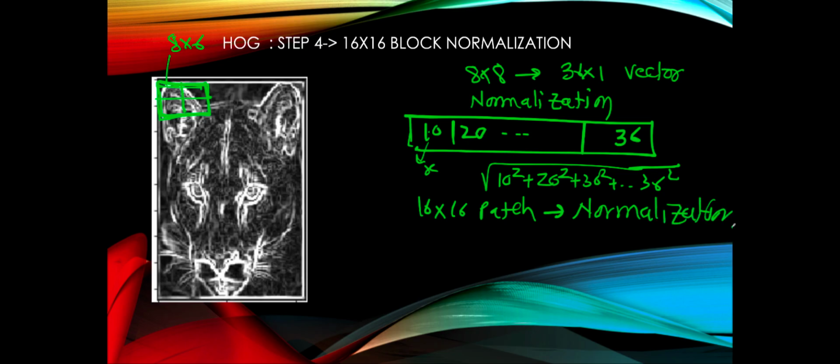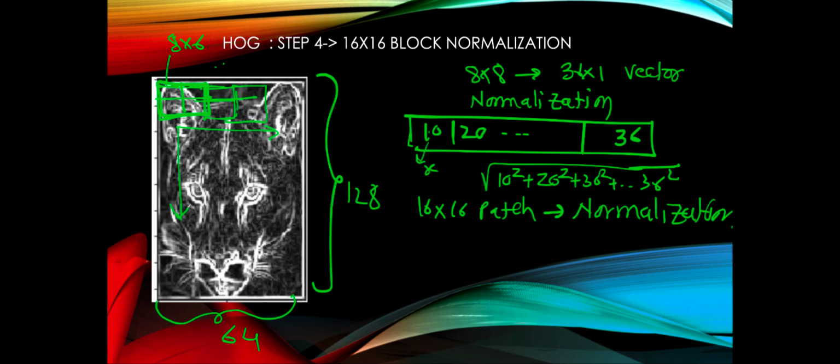Once this block is finished, and remember the whole image size is 64 by 128, always remember this, they move the square to the right and take the next 16 by 16 block, right? So these are overlapping, and then they take the next 16 by 16 block. They keep repeating the process by moving the 16 by 16 from left to right and top to bottom and compute the vector at each point.